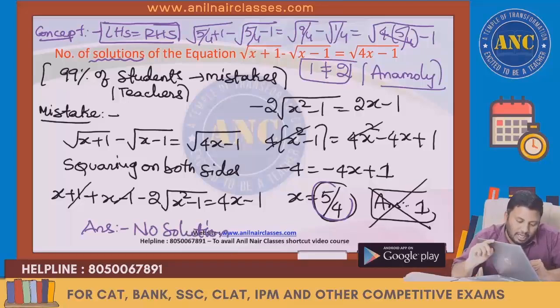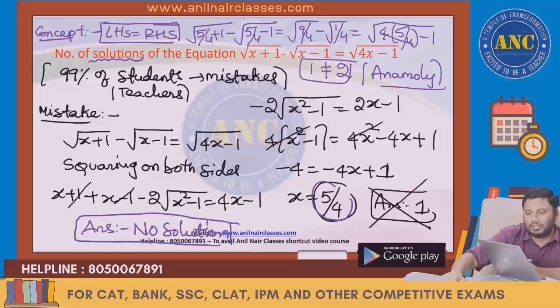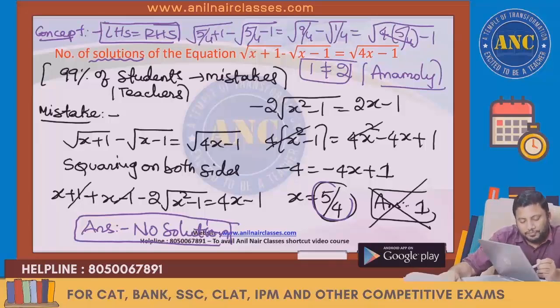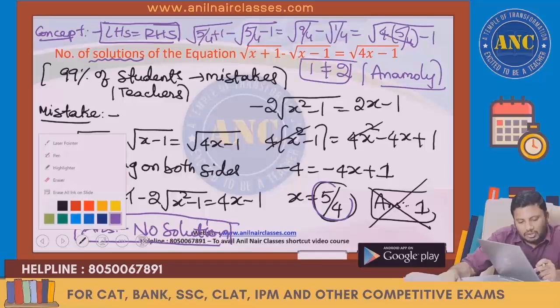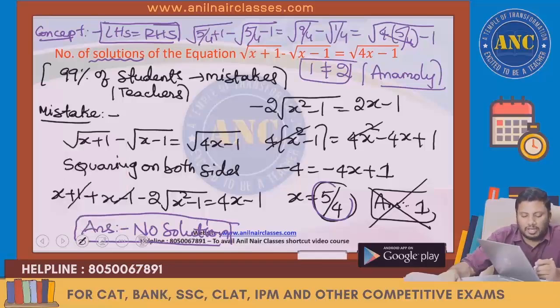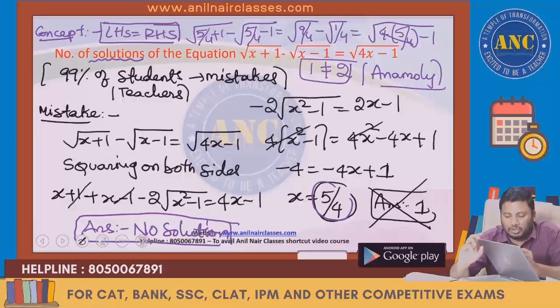Very, very important class. Watch the entire class. You will learn a lot of concepts, sir. Root of x plus 1 minus root of x minus 1 equivalent to root of 4x minus 1. Squaring on both sides, a square plus b square minus 2ab. It is 4x minus 1. So here minus 1 plus 1 cancel, 2x if it goes that side, minus 2 root of x square minus 1 is 2x minus 1. Squaring on both sides, 4 into x square minus 1 is 4x square minus 4x plus 1, minus 4 equivalent to minus 4x plus 1. X we got 5 by 4.